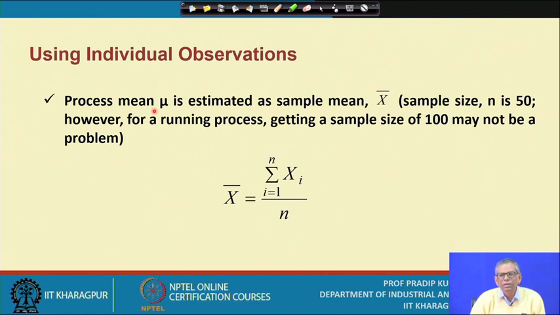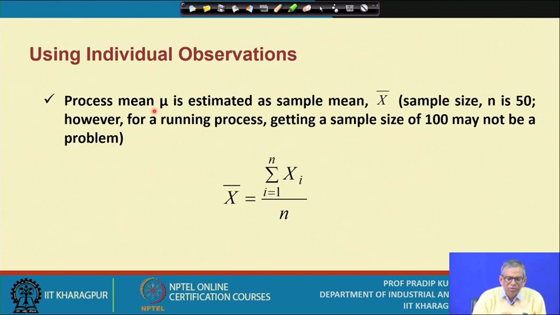Another condition you must ensure in many cases is the condition of randomness. There are different procedures. In due course of time we will be telling you, particularly when we will be discussing acceptance sampling. That is another important topic in quality design and control. We will be elaborating on how to draw the sample, what sort of procedures you have, so that the sample becomes representative of the population or the process.